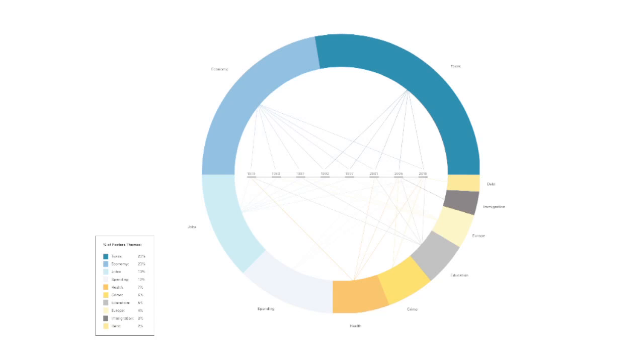I also used it to map themes. So these are the most common themes at different elections. It's a bit small on the screen: 1979, 83, 87, 92, 97, 2001, 2005 and 2010. And then each theme links up. So taxes and economy and jobs, they're the themes that have come up most commonly in the Conservative posters. And then spending, health, crime, and then the least common one is debt, which has only come up once or twice.